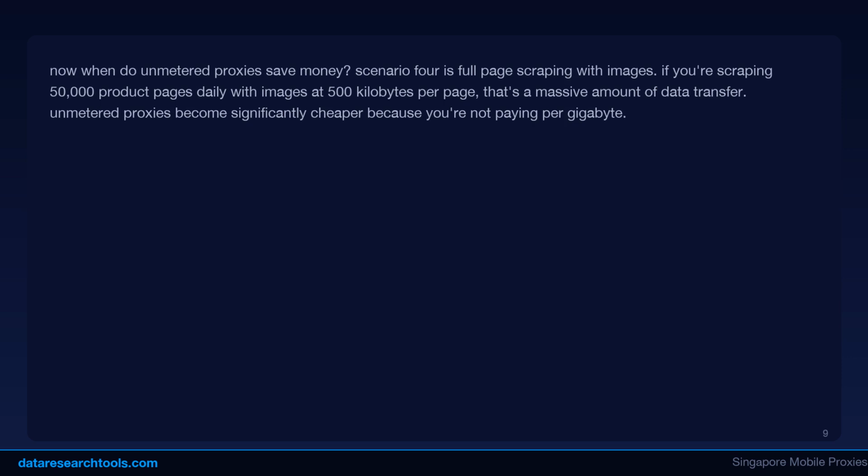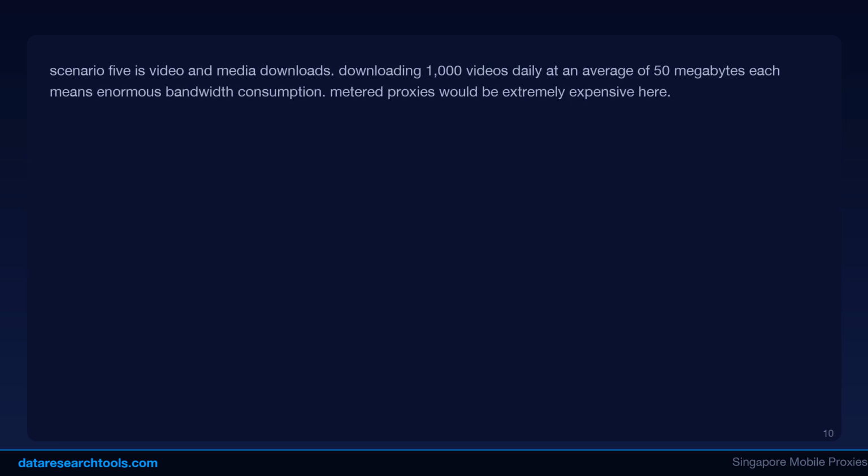Now, when do unmetered proxies save money? Scenario 4 is full page scraping with images. If you're scraping 50,000 product pages daily with images at 500 kilobytes per page, that's a massive amount of data transfer. Unmetered proxies become significantly cheaper because you're not paying per gigabyte.